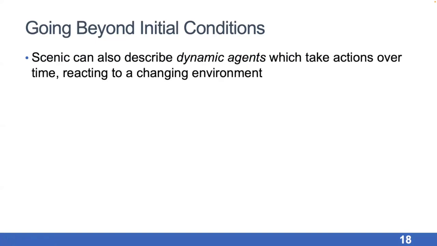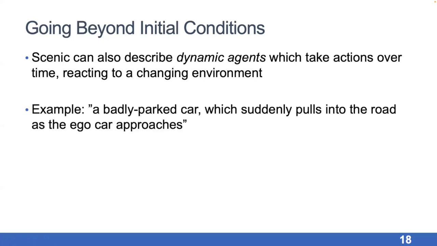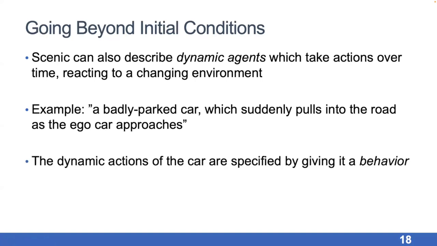So what we've seen so far in SCENIC can be used to define the initial conditions for a simulation. You can generate just single images, or you could generate a starting point for a simulation and let things go from there. But SCENIC also allows you to describe how agents behave over time in response to their changing environment. So continuing the badly parked car example we had before, maybe we now want to say this car suddenly pulls into the road as the ego car approaches. The way we do that in SCENIC is by giving it what we call a behavior.